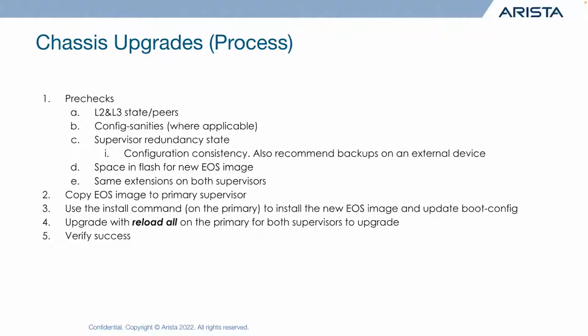But aside from that, it's your typical copy of your EOS image to your primary supervisor. Your primary can be used to install it onto your standby with an install command that we demo. And then the upgrade process we recommend is to use reload all, which will reboot both supervisors simultaneously. And the reason for that is if you're going to have disruption no matter what, even if you're trying to do one supervisor then the other, it just makes the most sense to bring everything down at once and bring everything up at once. And if you need to minimize disruption to the network, put these chassis in an Mlag.